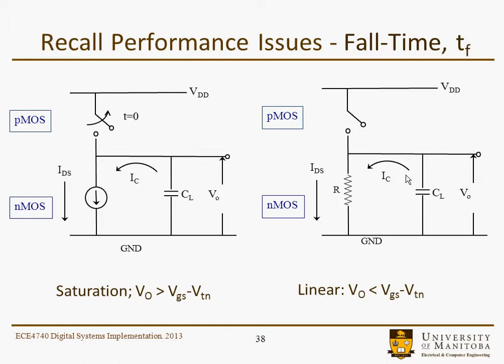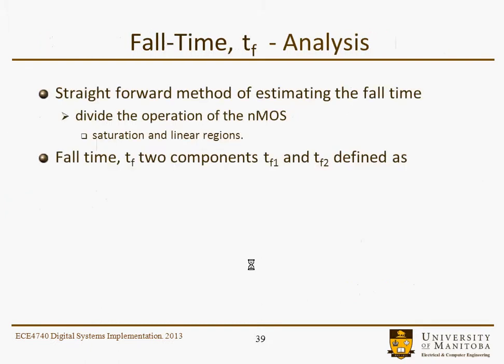Then we're going to transition into the regime where the NMOS device looks like it's in a linear regime, and it'll look more like a resistor. Again, relatively easy to calculate. So when we're in saturation, the output voltage is greater than VGS minus VTN. When in the linear region, the output voltage is less than VGS minus VTN.